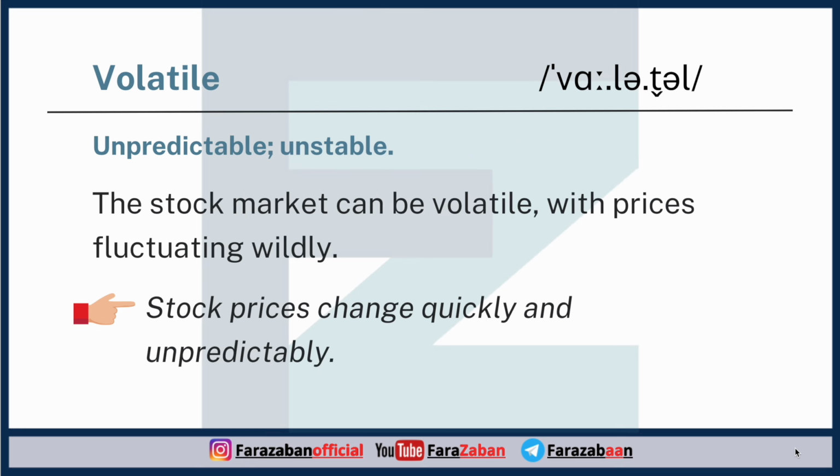Volatile. Unpredictable or unstable. The stock market can be volatile, with prices fluctuating wildly. Stock prices change quickly and unpredictably.